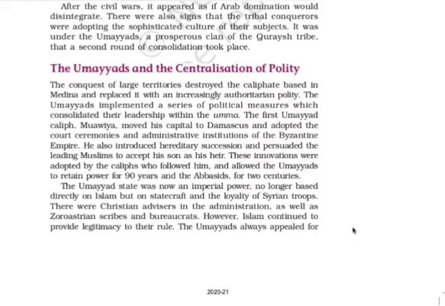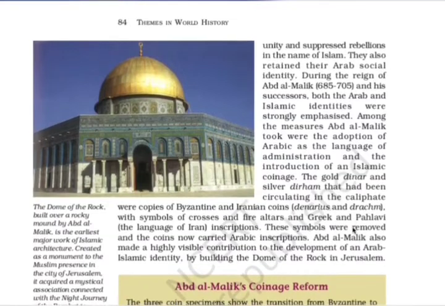The Umayyad state was now an imperial power, no longer based directly on Islam but on statecraft and the loyalty of Syrian troops. There were Christian advisors in the administration as well as Zoroastrian scribes and bureaucrats. However, Islam continued to provide legitimacy to their rule. The Umayyads always appealed for unity and suppressed rebellions in the name of Islam. They also retained their Arab social identity.